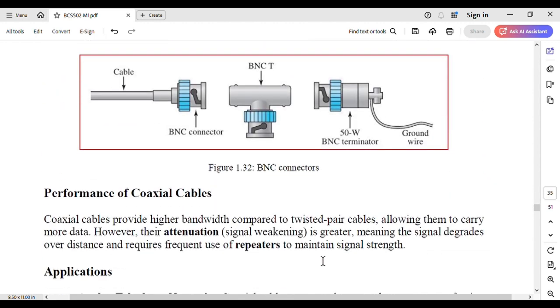So these are the different types of connectors present: BNC connector, T connector, and terminator. We need to write these different categories of connectors and then explain them.